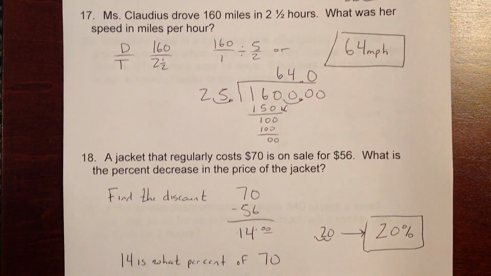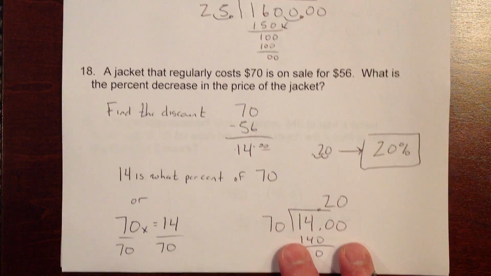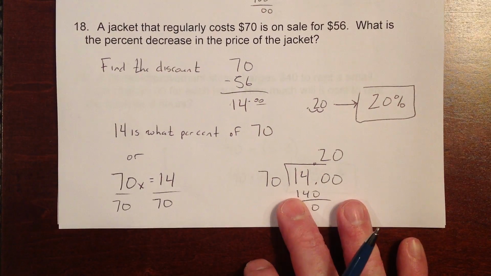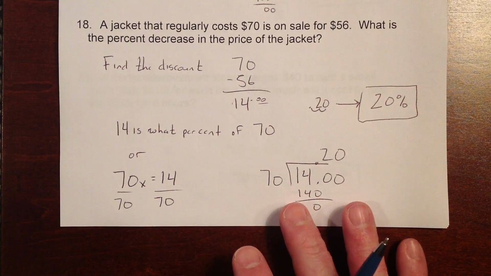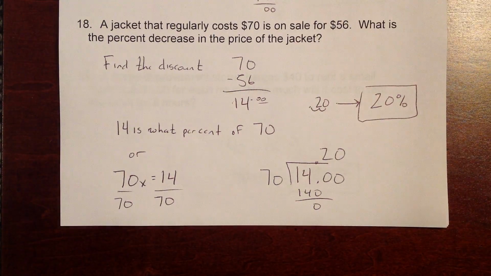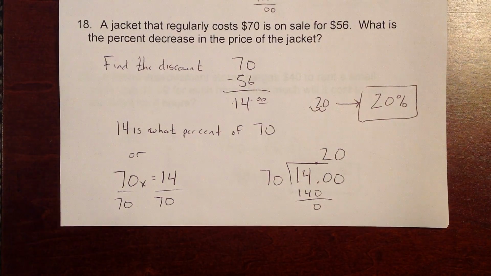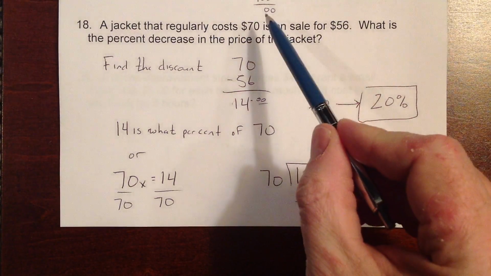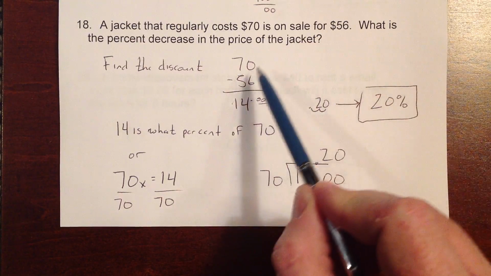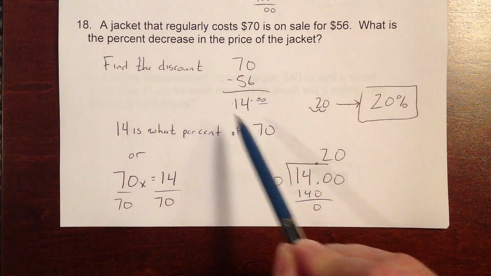Now, number 18 is one you might have to watch several times, because this one is difficult. A jacket that regularly costs $70 is on sale for $56. What is the percent decrease in the price of the jacket? Well, first we have to find the cash discount by saying 70 minus 56 equals 14. In other words, we got $14 off.